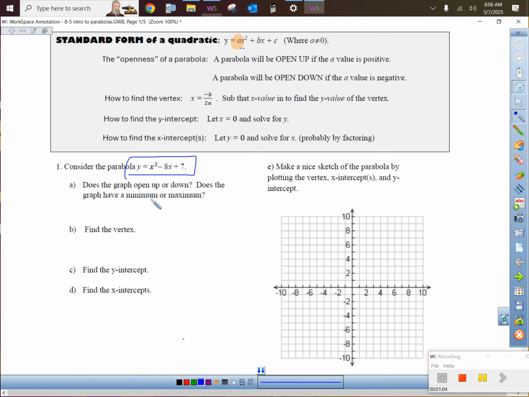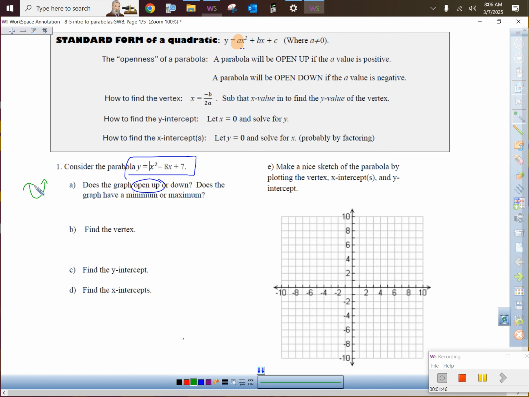They want to know, does this parabola open up or open down? It's all about your a value. If your a value is positive, it will open up. If your a value is negative, it will open down. What do you think? Open up or open down? Open up. Boom. We shall circle that. Because we are very much rookies at this, I'm going to sketch a little picture of that off to the side. It's just a parabola that opens up. You do the same thing.